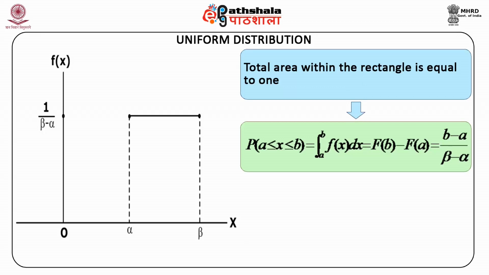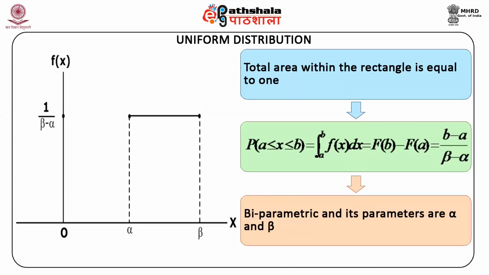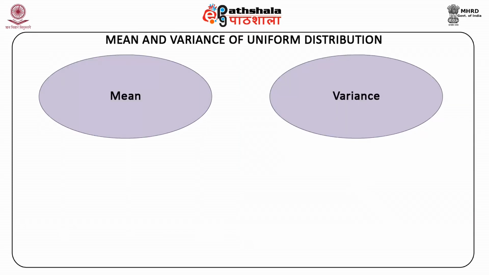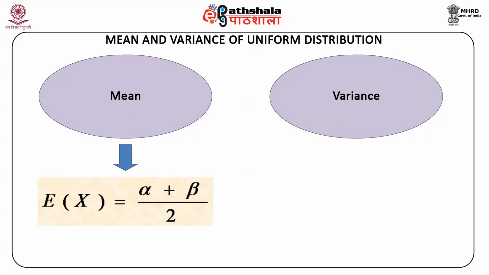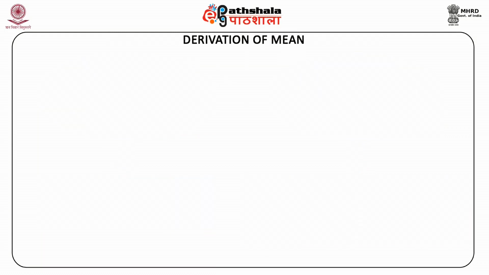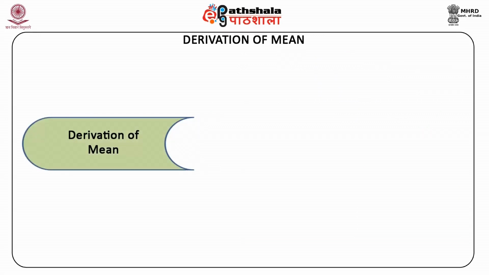The uniform distribution is biparametric and its parameters are alpha and beta. The mean and variance of uniform distribution are as shown. E(x) is equal to (alpha plus beta) upon 2. Variance of x is equal to (beta minus alpha) whole square upon 12. The above mean is derived as follows.